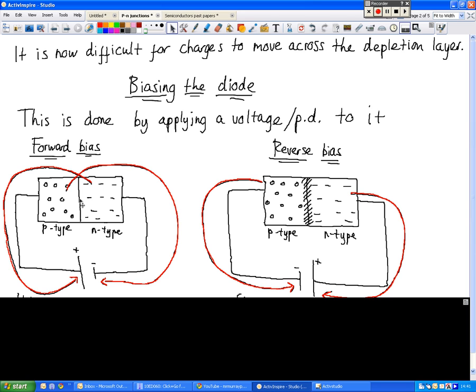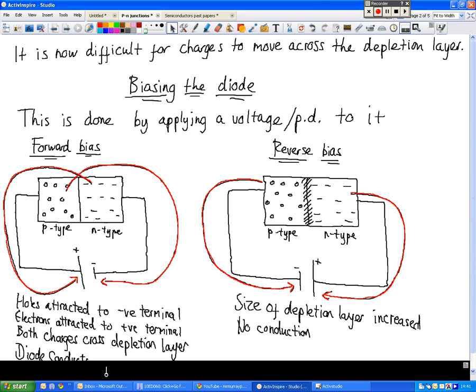So they end up combining with each other, and when they combine, you've got movement of charge and you've got energy being released in the process. So holes are attracted to the negative terminal, electrons are attracted to the positive terminal. We get charges moving across that depletion layer that we set up previously, and that causes the diode to conduct.